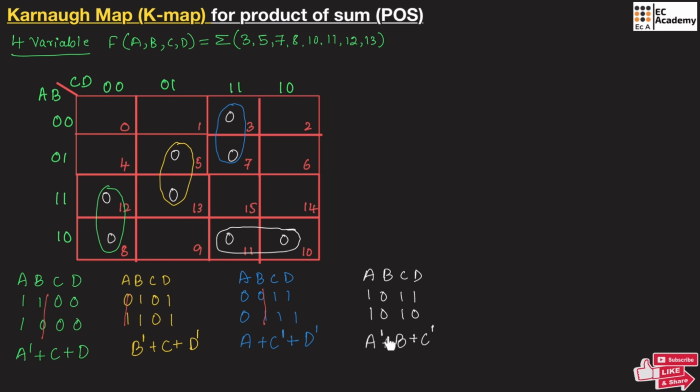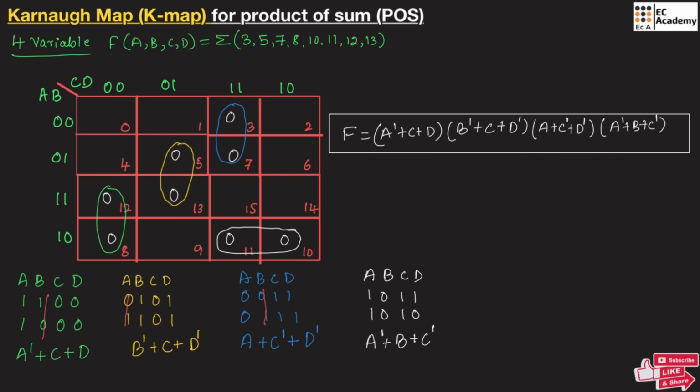For this sum, we need to take the product so that we can get the simplified Boolean expression. So we can write F is equal to A dash plus C plus D multiplied with B dash plus C plus D dash. Again it is multiplied with A plus C dash plus D dash, which is multiplied with A dash plus B plus C dash. So this is the simplified Boolean expression for 4 variables.